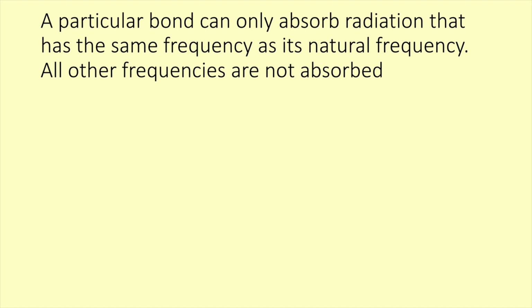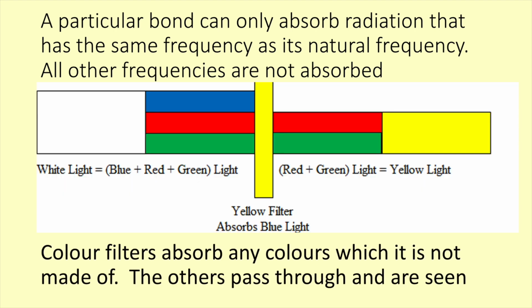As a particular bond has a specific frequency, it can only absorb radiation that has the same frequency as its natural frequency. The other frequencies are not absorbed. It's a bit like with colour filters, which absorb any colours which are not made of it, and the others are passed through and seen. Here we've got a yellow filter, which will absorb the blue light, keeping hold of that blue light whilst letting through the red and green light, which together make yellow light. But the blue light is not seen because it's absorbed by the yellow filter.